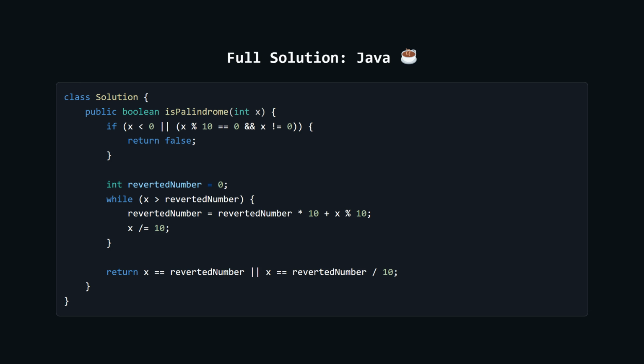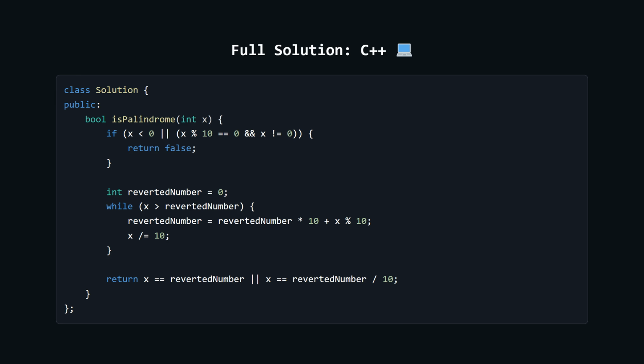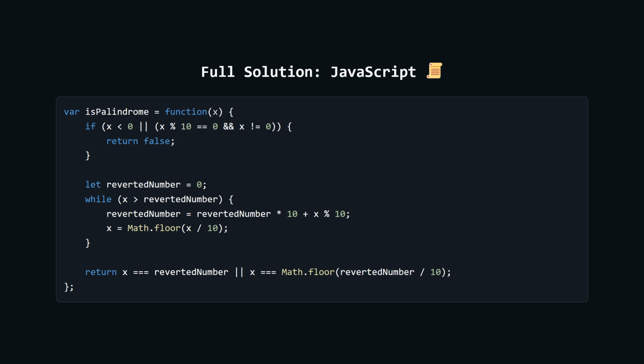First, here is the complete Java solution. It looks almost identical to our Python code, utilizing integer division to discard digits. Next, we have the C++ version, which follows the same logical flow and structure. Finally, here is the JavaScript implementation. Note that we must use math.floor when dividing to perform proper integer division.